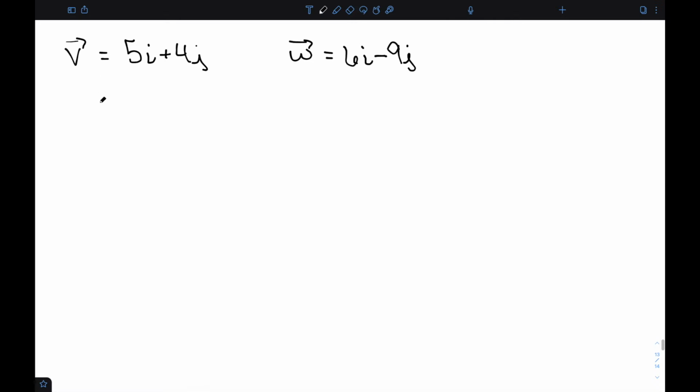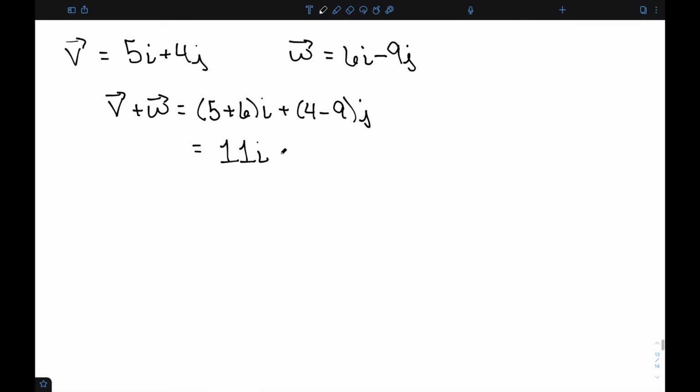Let's consider these two vectors here, 5i plus 4j and 6i minus 9j. If I want to add these, I'm going to add the numbers in front of i, which are 5 plus 6, and the numbers in front of j, which is 4 and negative 9. 5 plus 6 is 11, and 4 minus 9 is negative 5. So we end up with 11i minus 5j.